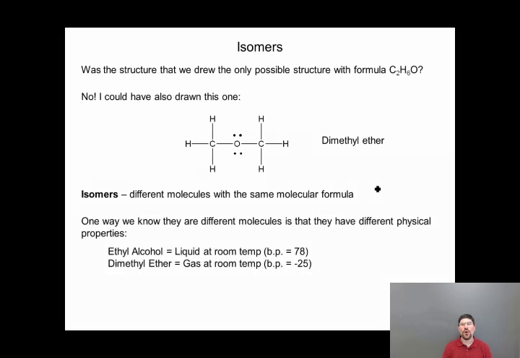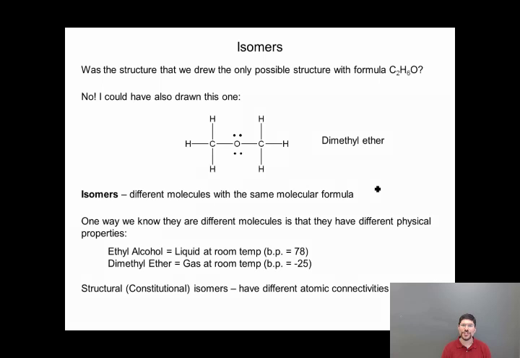So one way that we know that these particular molecules are different is that they have different physical properties. Physical properties will be detailed in a different lesson, but for the moment we can just look at boiling points. Ethyl alcohol is a liquid at room temperature with a boiling point of 78 degrees Celsius, and dimethyl ether is a gas at room temperature with a boiling point of -25 degrees Celsius. These molecules are specifically called structural, or in some books, constitutional isomers, because they have different atomic connectivities.